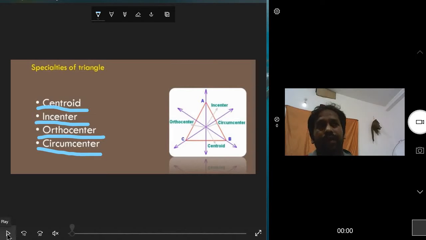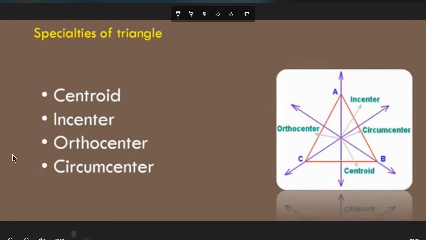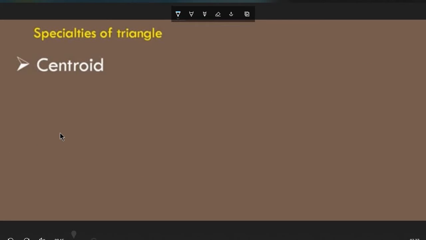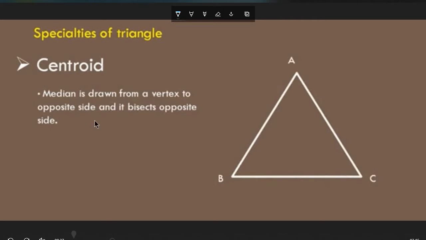So first of all, we'll study the centroid. Centroid means it is called the meeting point of the medians. Then what is a median? Here it is showing that a median is drawn from a vertex to the opposite side, and it bisects the opposite side. Suppose that this is the triangle here. So if I draw, this is here.